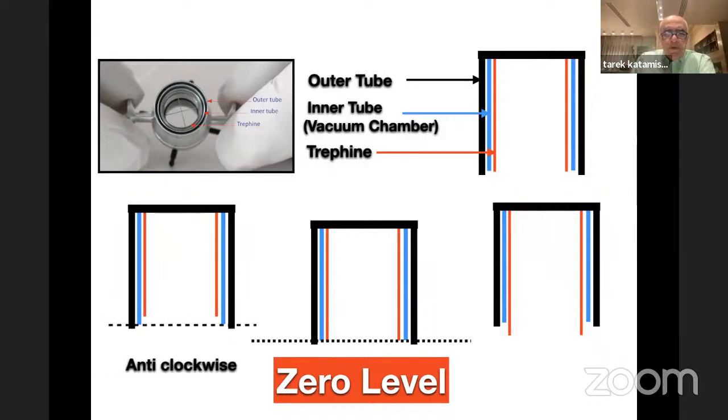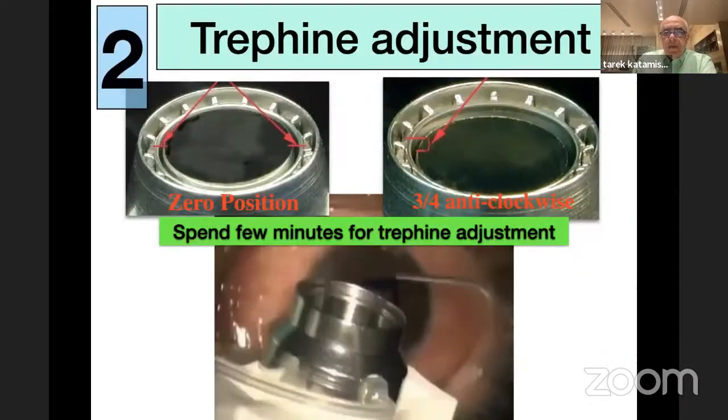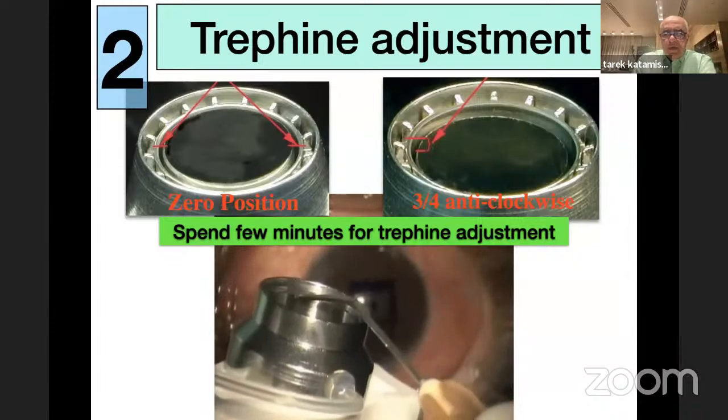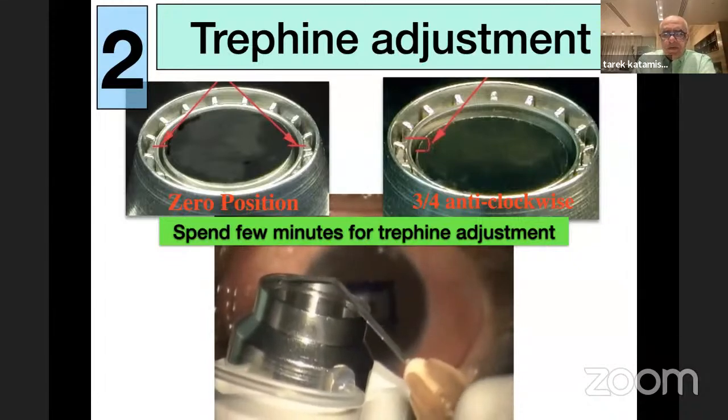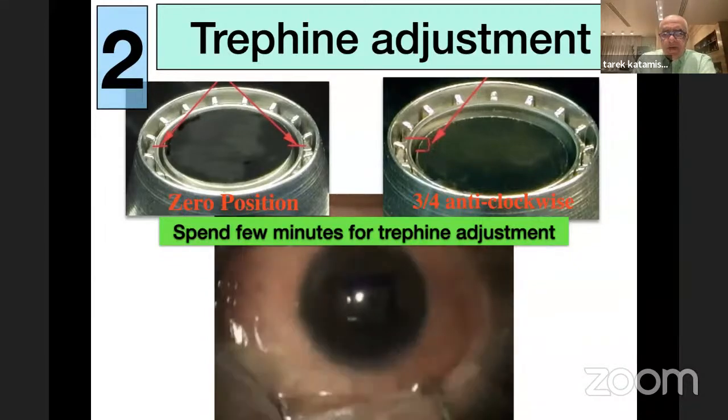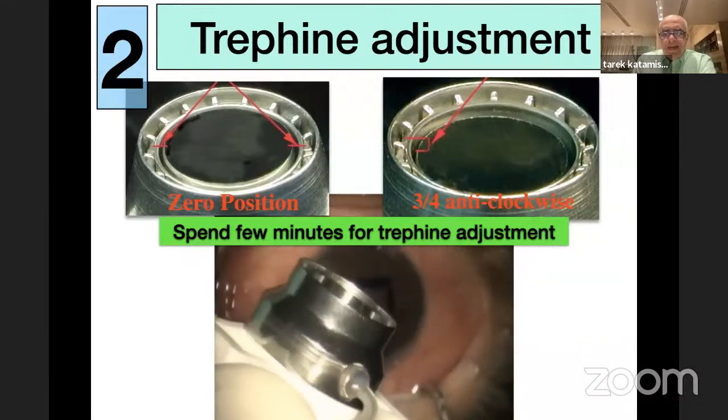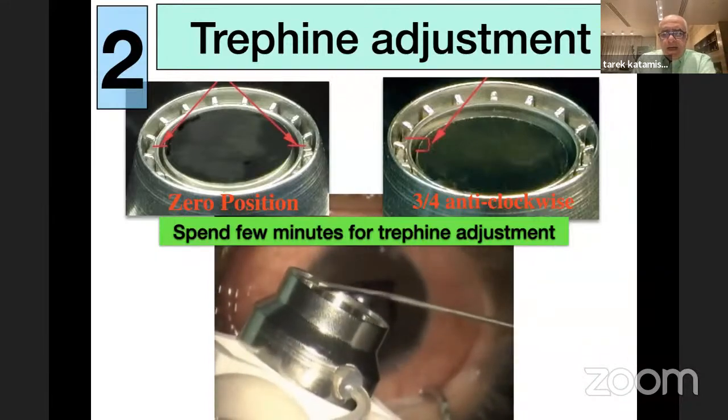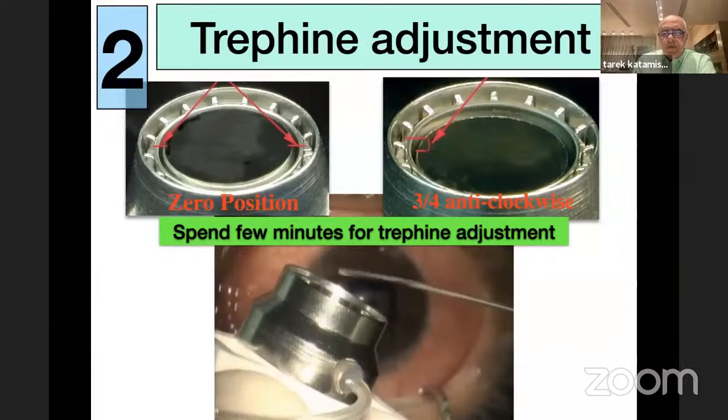If the blade is withdrawn upwards with anti-clockwise rotation, then with clockwise rotation the blade will start cutting through the cornea. So as I always say, spend a few minutes for trephine adjustment. Under the microscope, I am pointing to the trephine blade, and I'm trying to have my blade exactly aligned with the vacuum chamber. This is what we call the 0 mark.